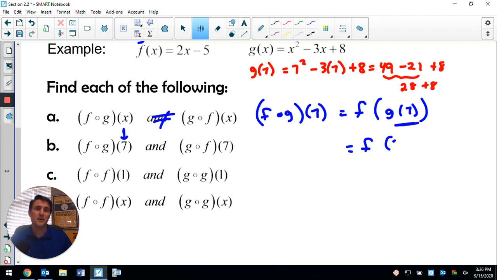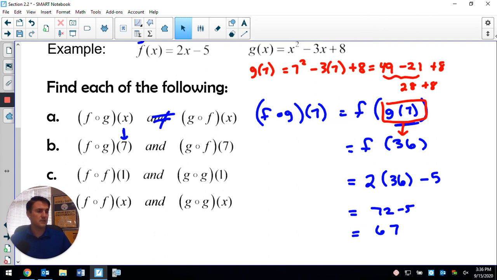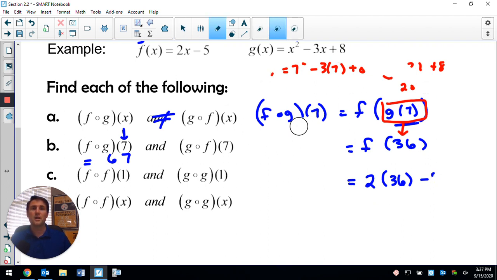So we have f of 36, right? This part right here turned out to be 36. And that's what we're going to plug in to the next function. F of 36 is 2 times 36 minus 5. So 2 times 36 is 72 minus 5, and that would be 67. Do you think we're going to get 67 if we plug in the other direction? No, we are not. Let's go ahead and move this one over here. That's 67.